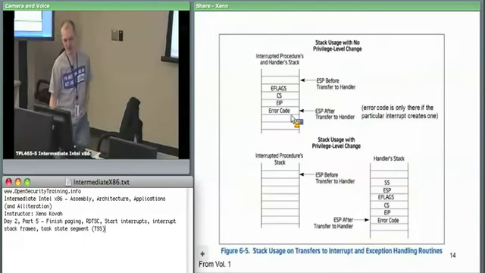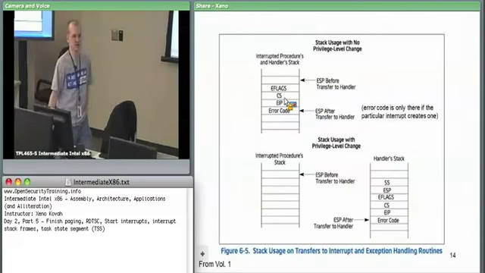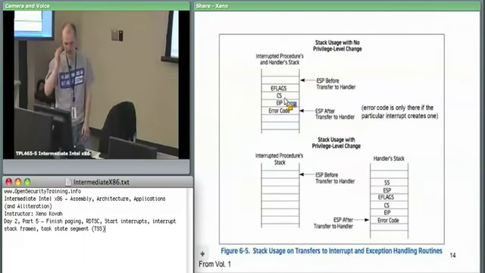You can see that the CS plus EIP, well, that looks a lot like a logical address. You've got a logical address on your stack telling you where to get back to, because you can potentially have inter-segment interrupts and stuff like that, depending on how the interrupt table is set up.